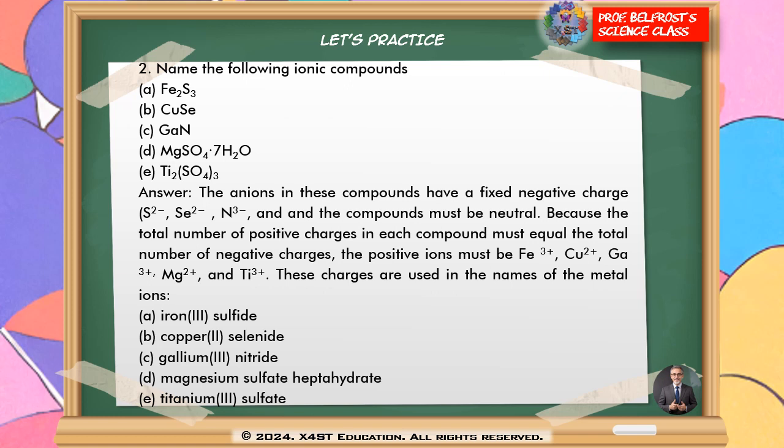So we have iron(III) sulfide, copper(II) selenide, gallium(III) nitride, magnesium sulfate heptahydrate. For example D, there's a hydrate. And titanium(III) sulfate. Number 3.